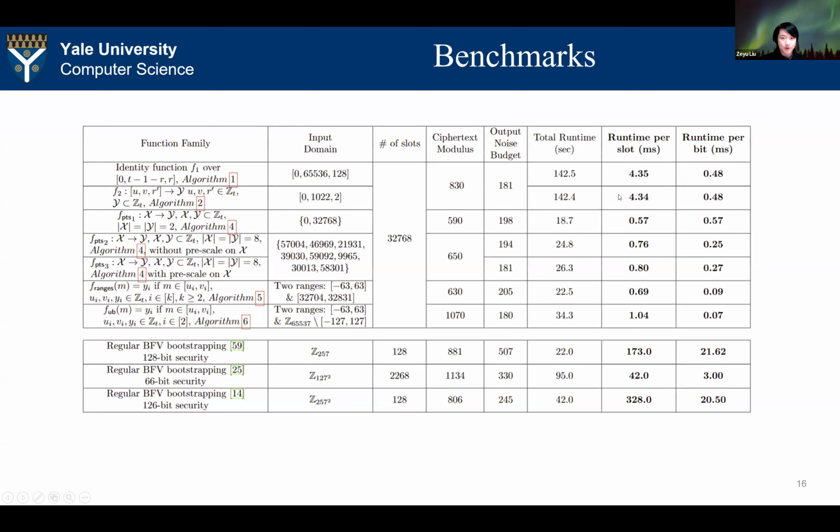I'll directly go to benchmarks. If you take a look at this table, considering the per-bit runtime compared to prior works, with a similar security guarantee of more than 120 bits, we can achieve two to three orders of magnitude improvement for the per-bit throughput. Even for this one that has only 66-bit security, we can achieve more than one order of magnitude for some function families.